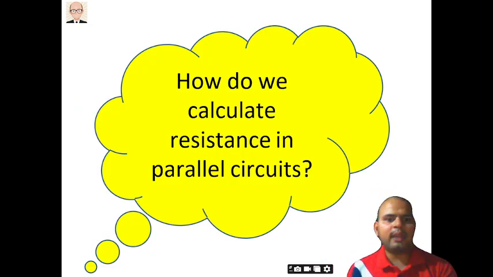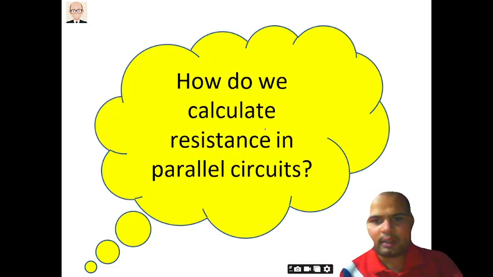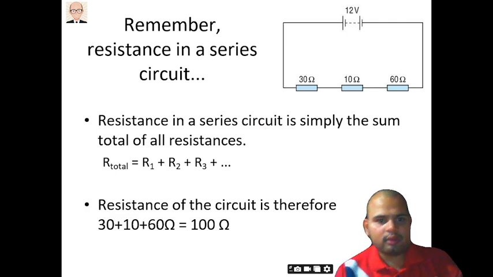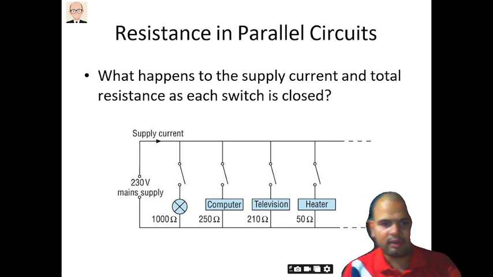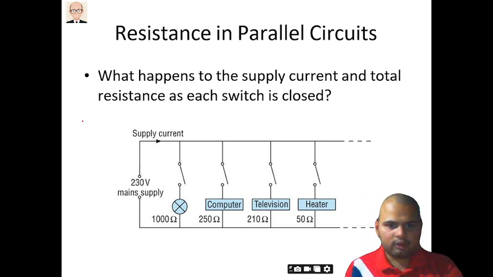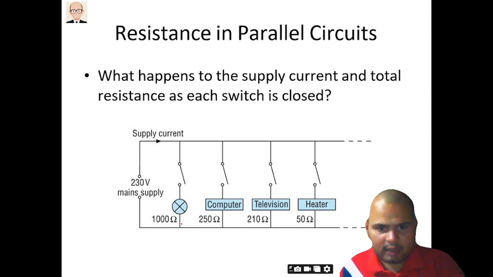So how do we calculate resistance in a parallel circuit? This is also interesting. You can see the computer and television all have resistance. You can see 230 is the main supply, and you can see 1000 ohms for something, the computer 250 ohms, the television 210 ohms. Sorry, it's not hertz, it's ohm.